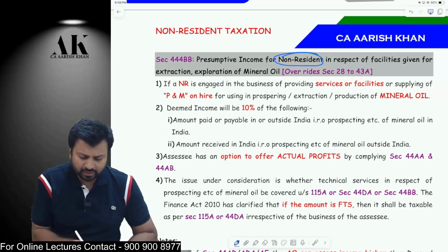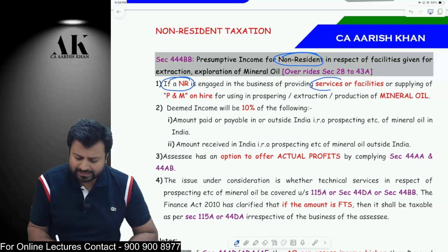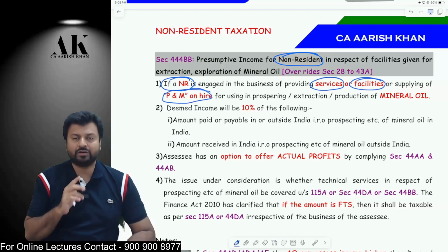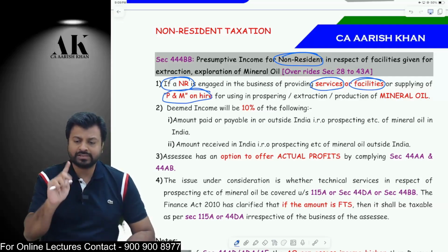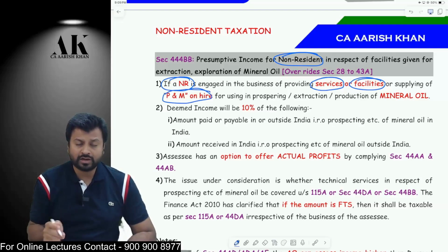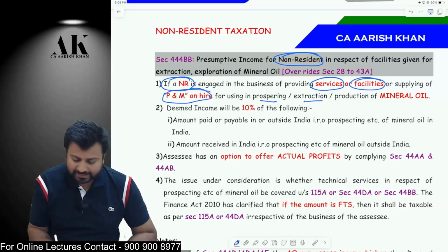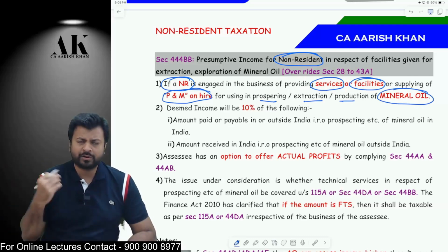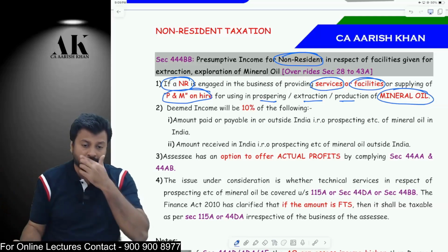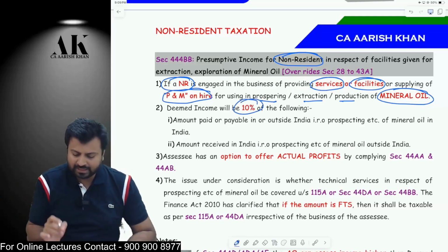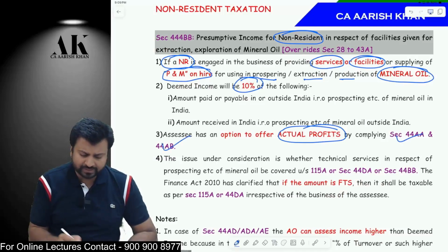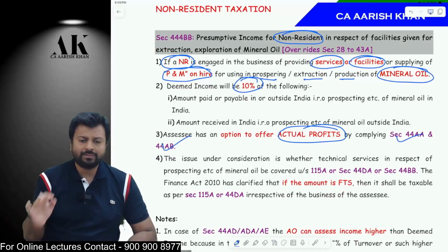In this section, what is the non-resident doing? The non-resident is providing some services or facilities, or providing plant and machinery on hire, for prospecting, extraction or production of mineral oil. Because you want to extract, prospect or produce mineral oil, they are providing all these services, facilities, or plant and machinery on hire. Your deemed income will be only 10%. Here also, if you want to claim that your actual profits are lower, you can show lower actual profits by maintaining books of accounts and by conducting a tax audit.